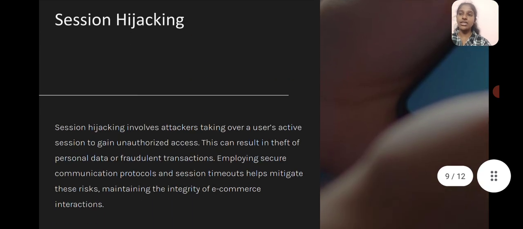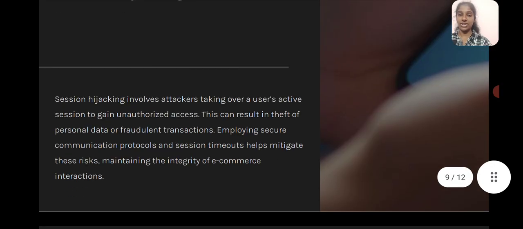The second one is session hijacking, a security challenge in authentication. Session hijacking involves attackers taking over a user's active session to gain unauthorized access, and this can result in theft of personal data or fraudulent transactions. Employing secure communication protocols and session timeouts helps mitigate these risks and maintain the integrity of e-commerce interactions.